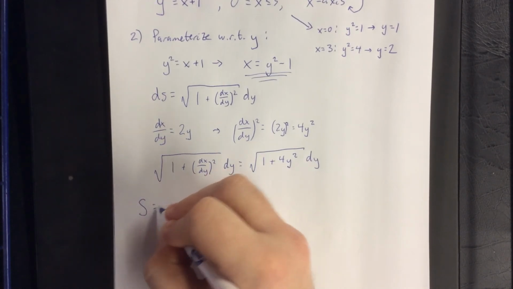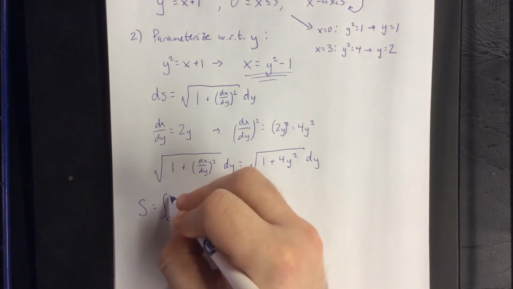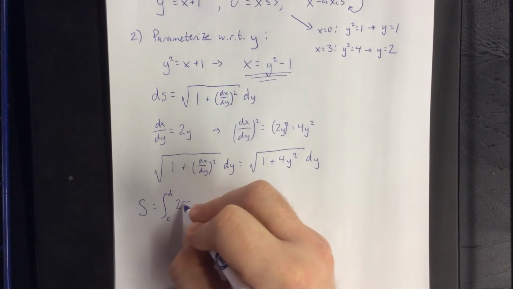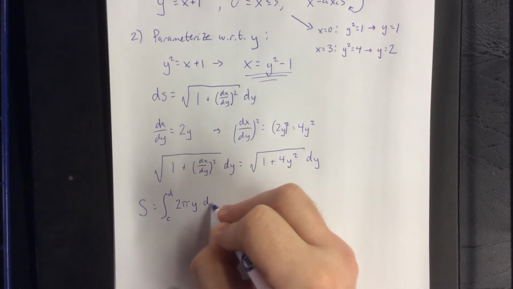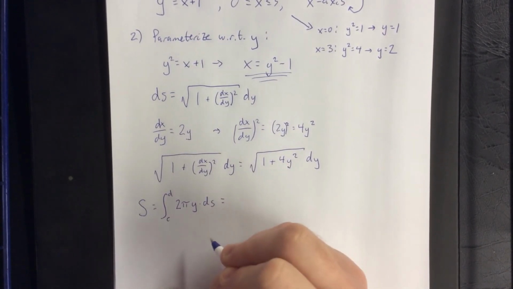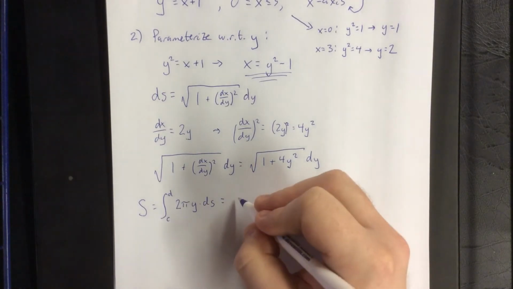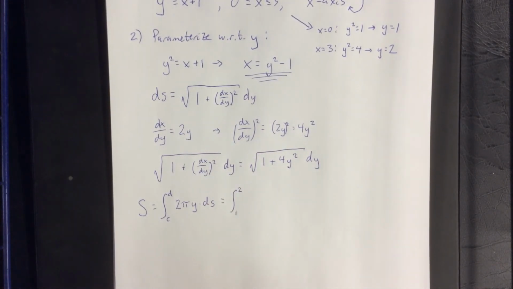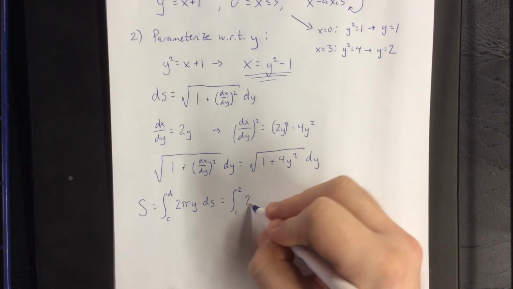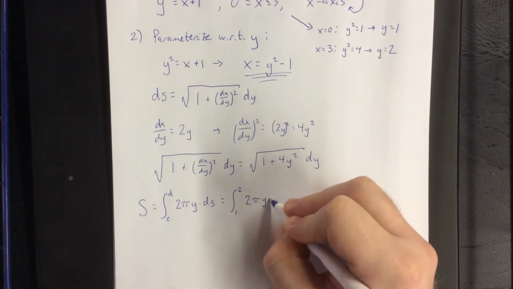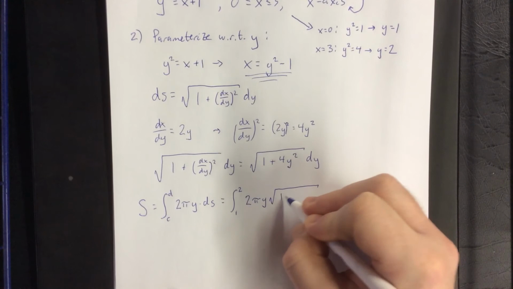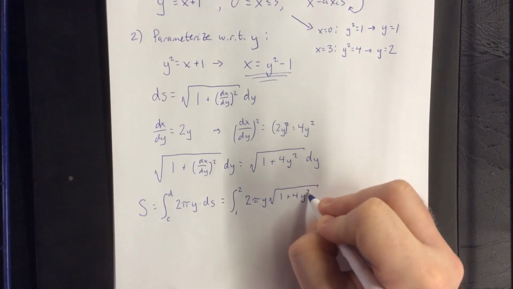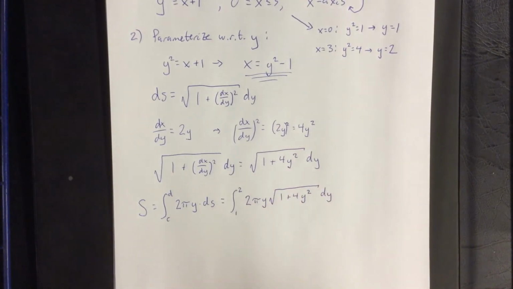We said earlier that the surface area is going to be the definite integral from limit to limit of 2 pi y times ds. We can now set up what this looks like. So in terms of y, this was the definite integral from 1 to 2 of 2 times pi times y times the square root of 1 plus 4y squared dy.